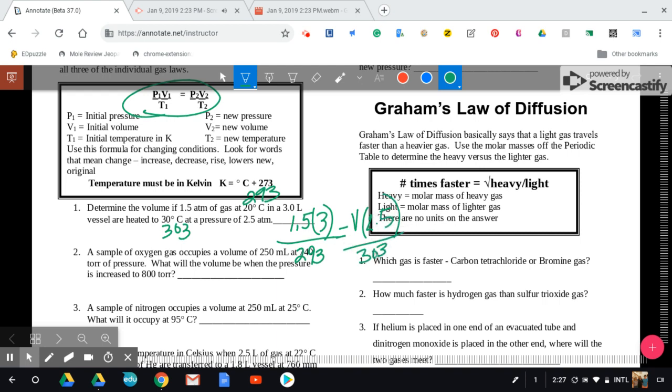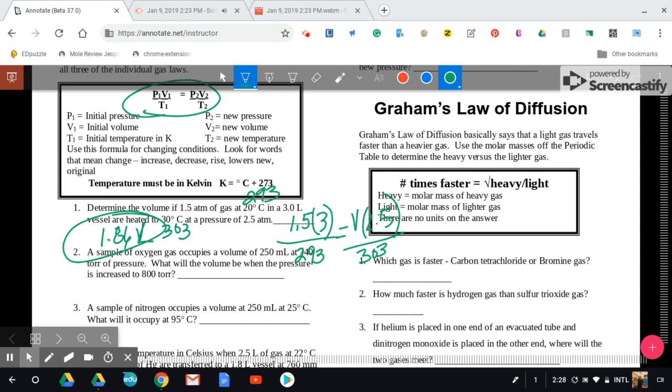heated to 303. So when you calculate that, go ahead and calculate the one side. And then multiply that by the temperature of the other one. That gets rid of it so that you're isolating your variable. And now divide completely by 2.5. And that should give you an answer of 1.86 liters. Okay, so that's how you do those problems.